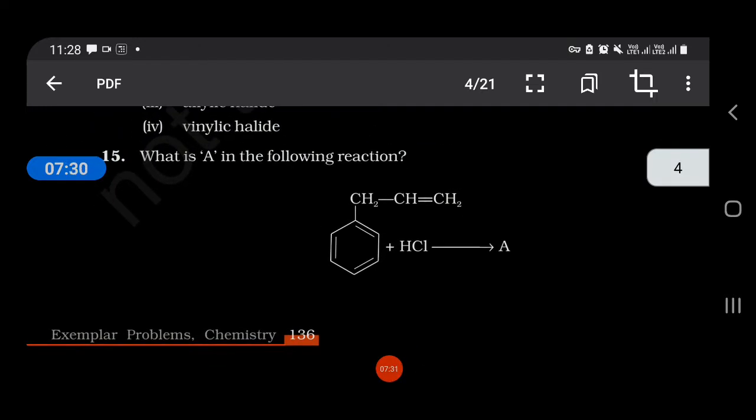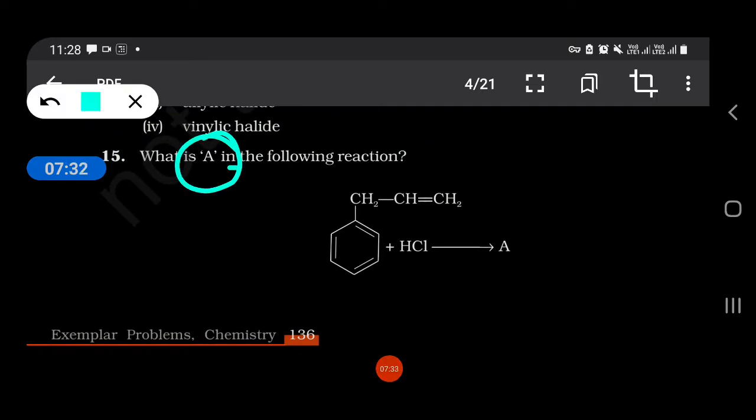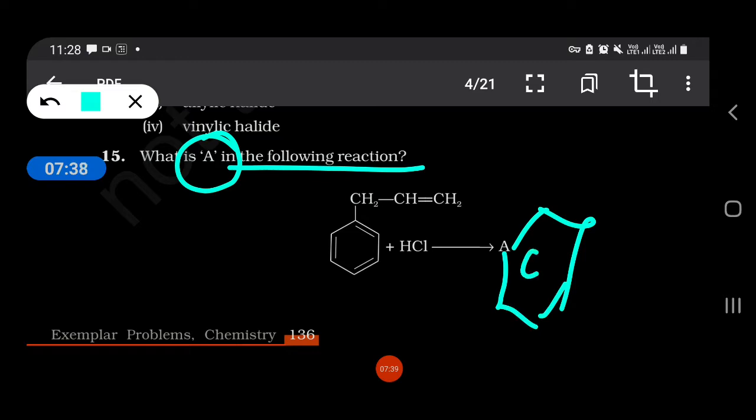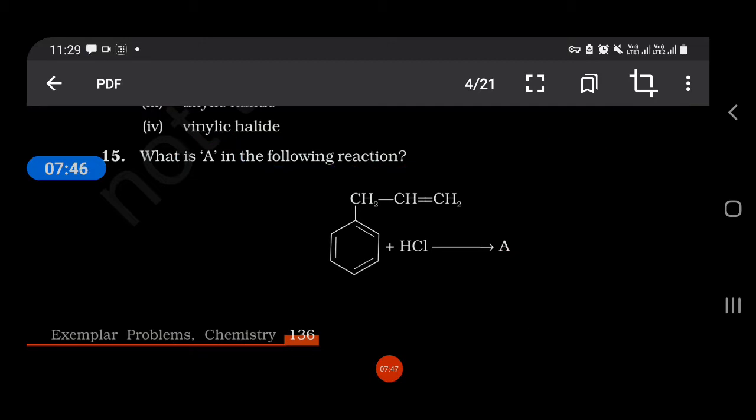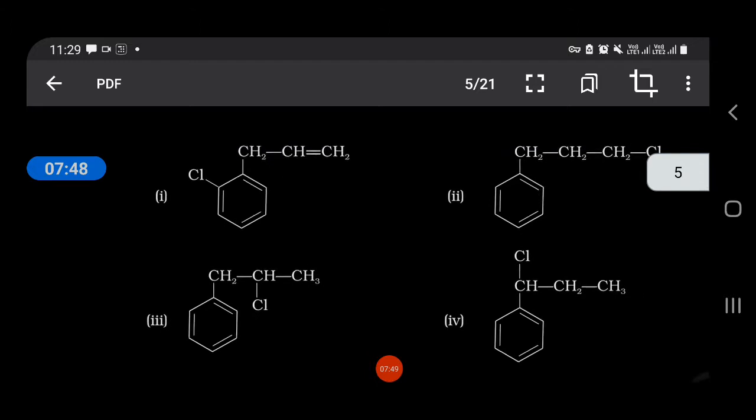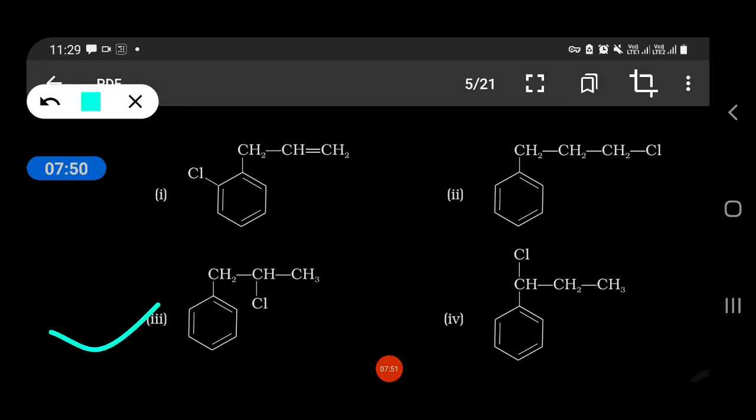What is A in the following reaction? So our answer goes to, firstly we will make here CH2CH3. Okay, so our answer is this one. Here Cl is attached. Okay.